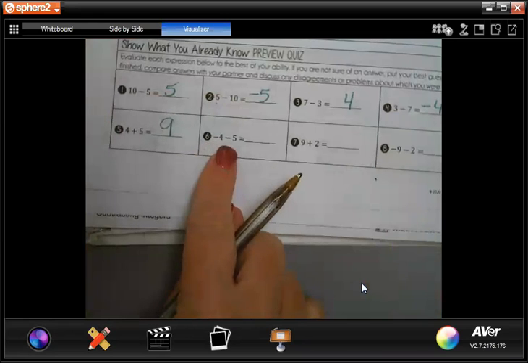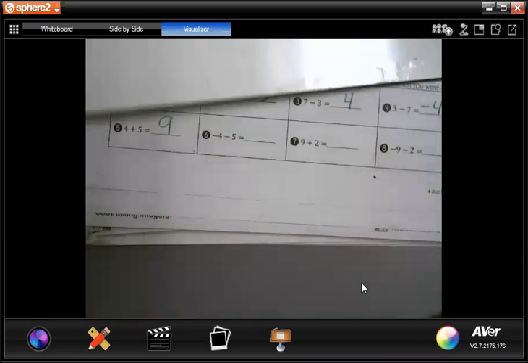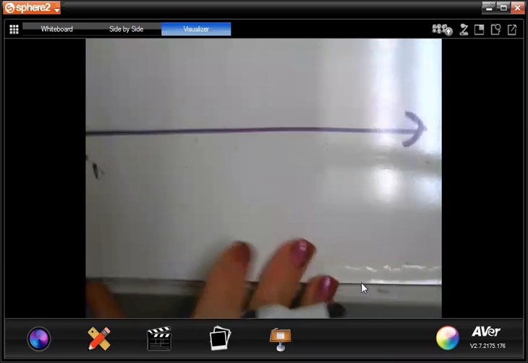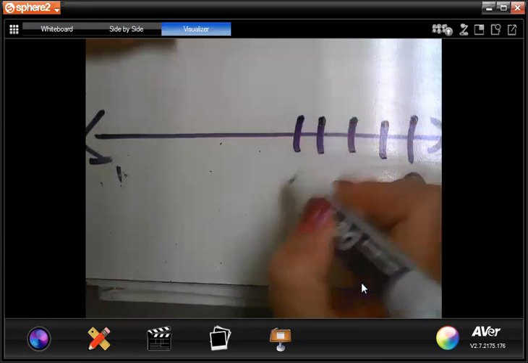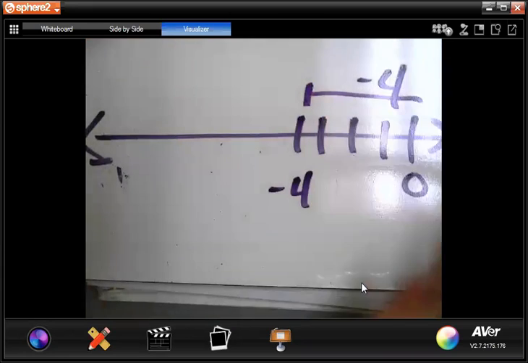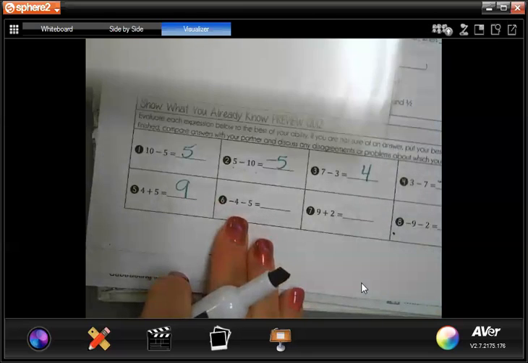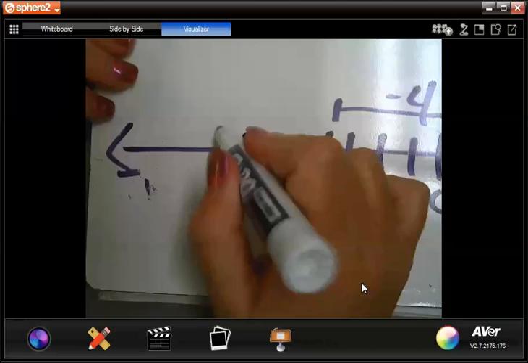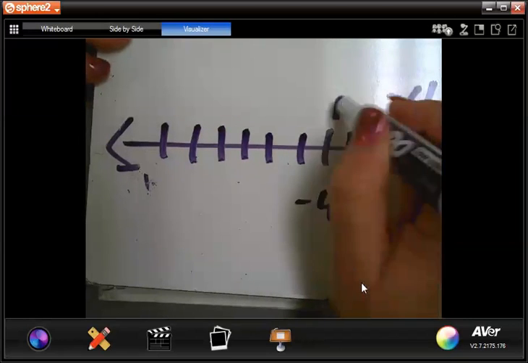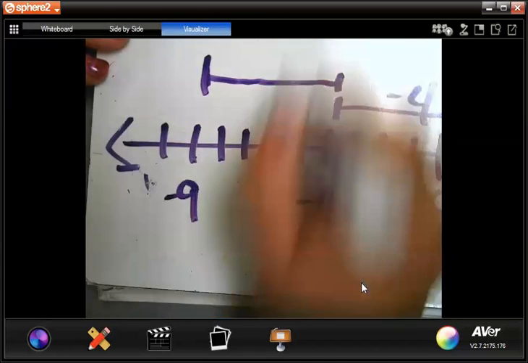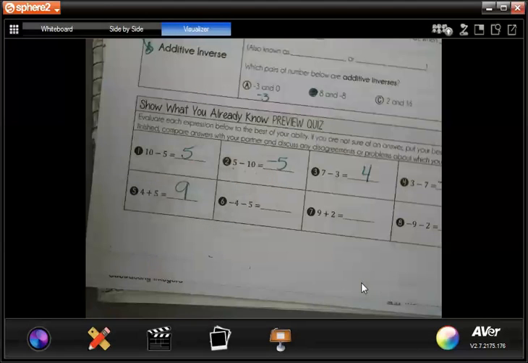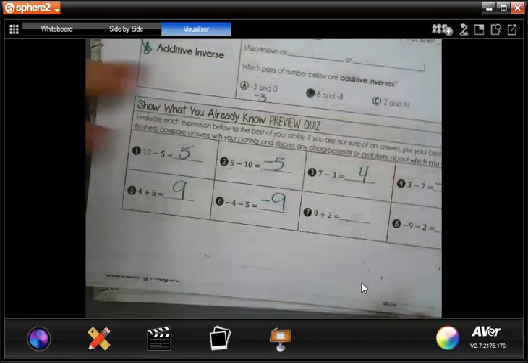-4 minus 5. Well, let's see what that looks like, shall we? I always refer to a number line, just because it will help you. So the first one is -4, so it goes down to -4. Now we are subtracting 5 more. Since we're subtracting, we're going to keep going in the dark side. So 1, 2, 3, 4, 5. We land on -9. So -4 minus 5 is actually a negative 9.